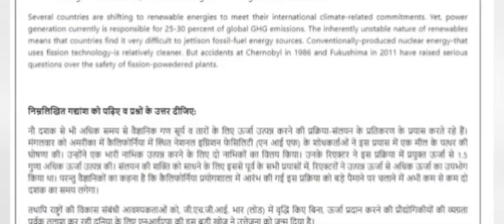Several countries are shifting to renewable energies to meet their international climate-related commitments, yet power generation currently is responsible for 25 to 30% of global GHG emissions. The inherently unstable nature of renewables means that countries find it very difficult to jettison fossil fuel energy sources. Conventionally produced nuclear energy that uses fission technology is relatively cleaner, but accidents at Chernobyl in 1996 and Fukushima in 2011 have raised serious questions over the safety of fission powered plants.